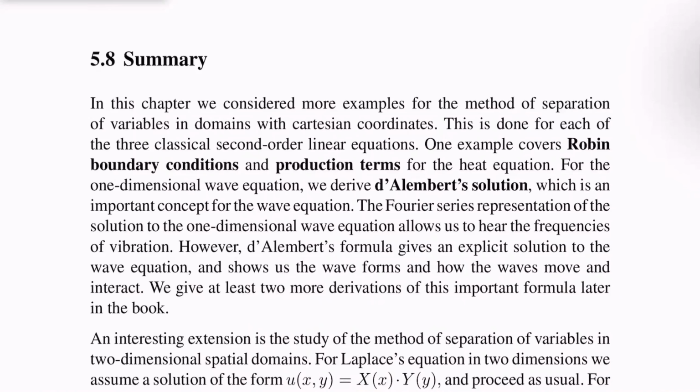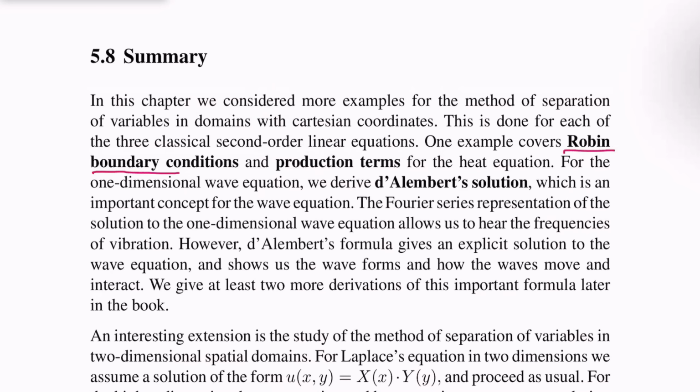Summarize chapter 5 a little bit. So in this chapter we extended the idea of separation of variables to a few more non-trivial examples. So in particular we now looked at a case with Robin boundary conditions, and we extended the spatial domain to a two-dimensional spatial domain.